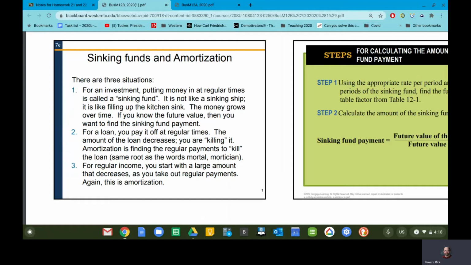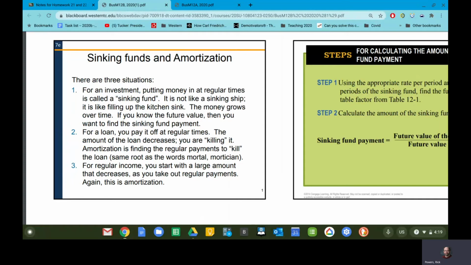Now, that was the first scenario. The second one is for a loan. How do you do a loan? You pay it off at regular times. The process of paying money in to take a large value and taking it down to zero is called amortization. Comes from the Latin. We see it in mortal and mortician. Amortization is killing off the loan. It's taking it from a large amount down to zero. So then when we say, what are those payment amounts? That's finding an amortization payment for that loan.